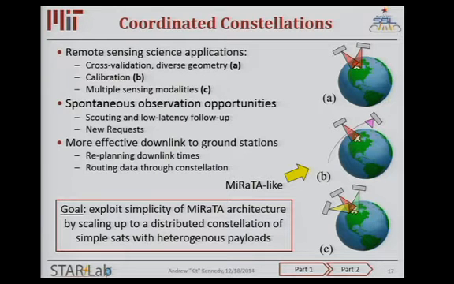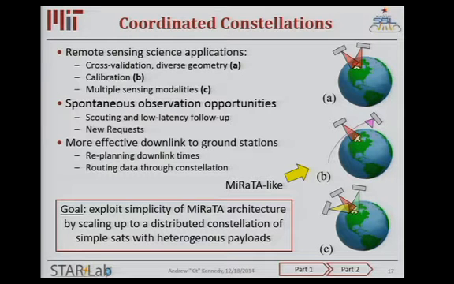Another potential benefit of constellations is spontaneous observation opportunities. Basically, if you have a spacecraft in one part of the constellation that sees an interesting event in the Earth's atmosphere, maybe a weather system of some sort, then it can notify other satellites in the constellation about this interesting opportunity, and they can follow up immediately without having to necessarily talk to the ground.